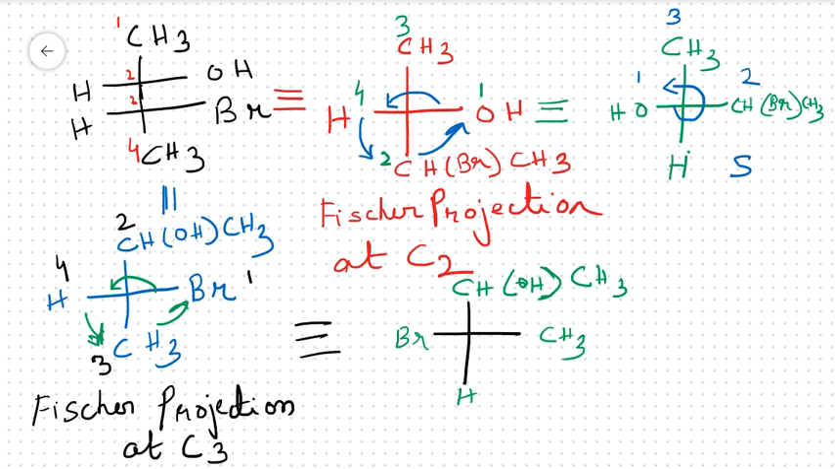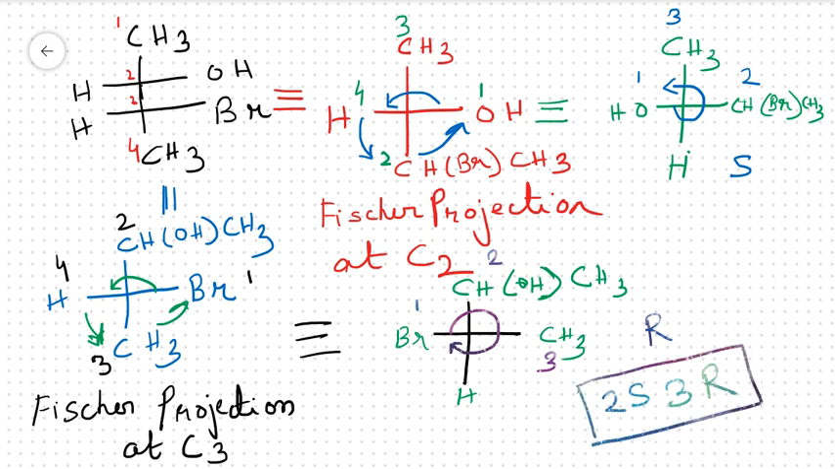So here it becomes 1, 2, 3. So 1, 2 and 3. It is coming 1, 2 and 3, so it becomes R. So it will be 2S, 3R. So these are the cases where we need to understand our RS configuration.